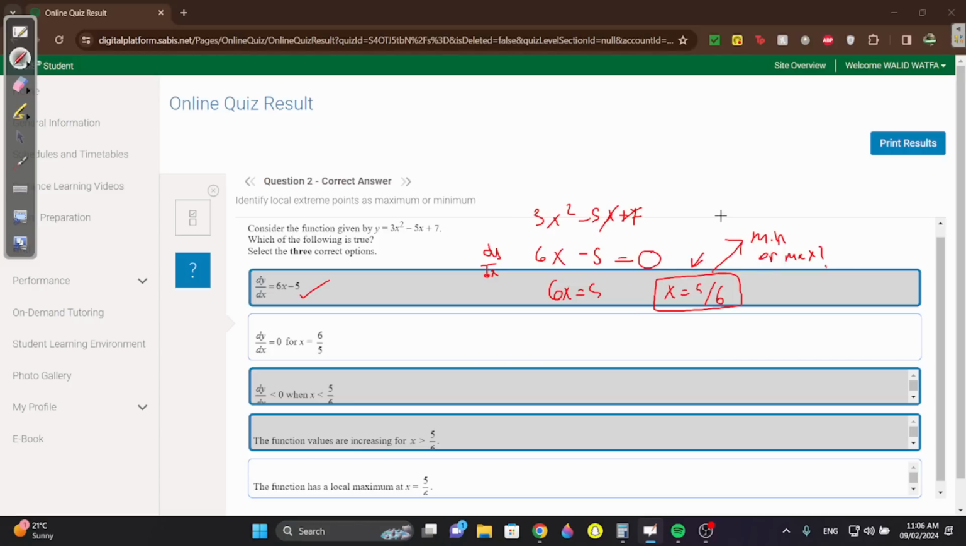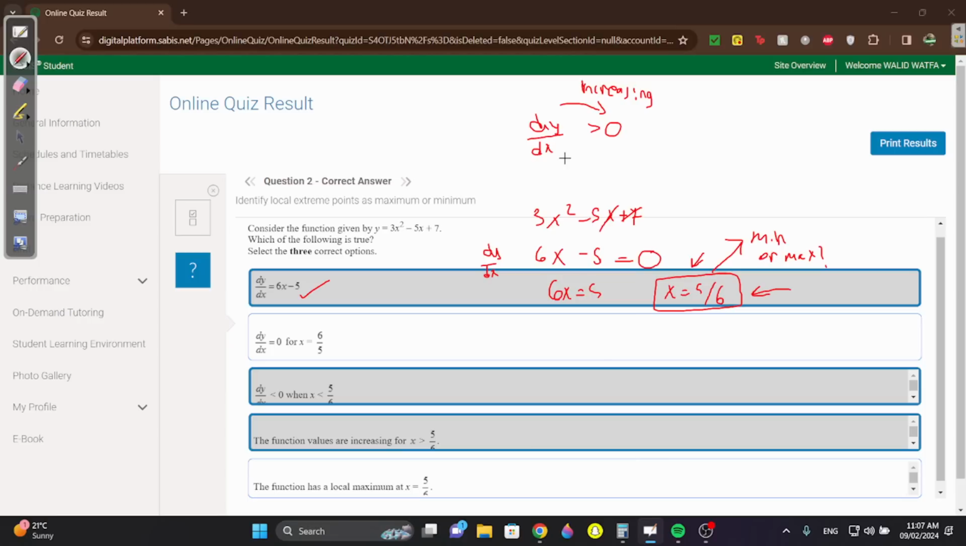This x equals 5 over 6 is a turning point. How do you know if it's going to be a minimum or maximum? If it's a minimum, that means it goes down, stops at the minimum, and then starts increasing after it. But if it's a maximum, it goes up to the maximum and then starts decreasing after it. So to know if it's a minimum or a maximum, you have to know whether at that point it decreases or increases. How do you know if it decreases or increases? You put dy over dx greater than 0. Greater than 0 means it's increasing. Okay, let's see.